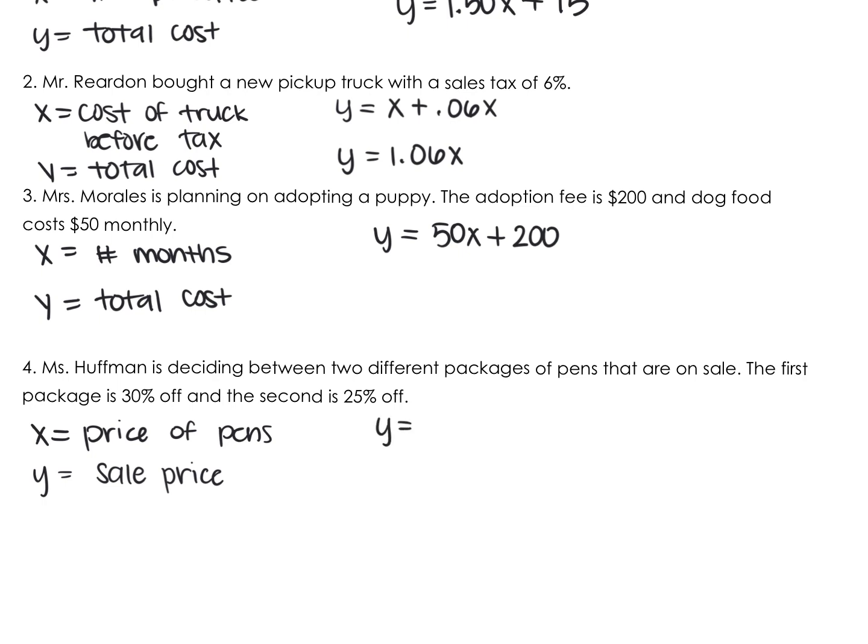So for our first equation, percent off is very similar to sales tax, except instead of adding it, you subtract it. So my first package of pens is x minus, and then it is 30% off, so 0.30x, which gives us y equals 0.70x. So we have to pay for 70% of the original cost. For our other package, we'll have y equals x minus 0.25x. Then we have y equals 0.75x. We have two equations here.